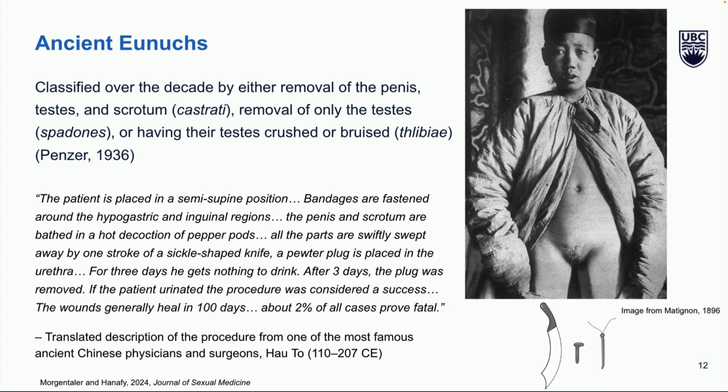A pewter plug would be placed into the urethra to prevent stenosis. And these patients were not allowed to eat or drink for 3 days, similar to our cystectomy patients. And after that, the pewter plug would be removed, allowing them to void. And if they were able to successfully void, the procedure was considered a success, but there was still a 2% chance that these cases were fatal, likely due to urethral stenosis and infection. The wounds typically healed within 100 days and can be seen in the image of the young eunuch on the right depicted as well.